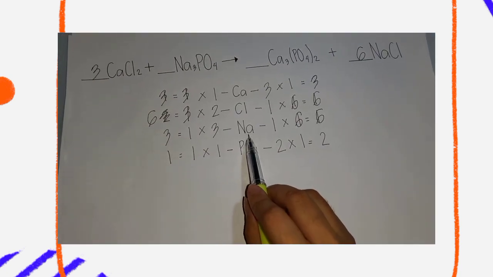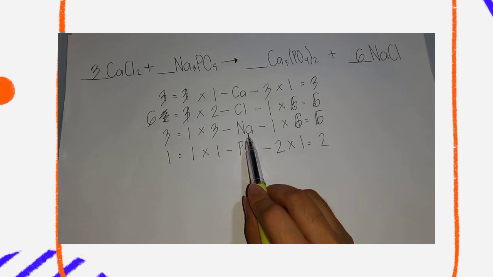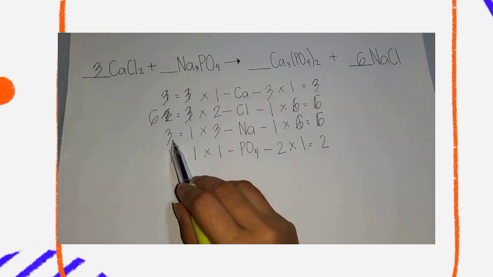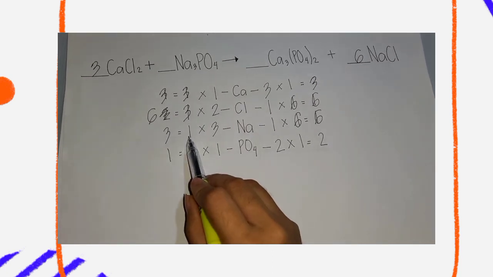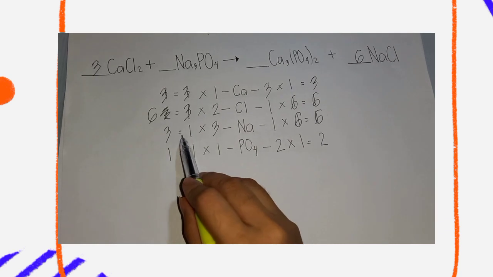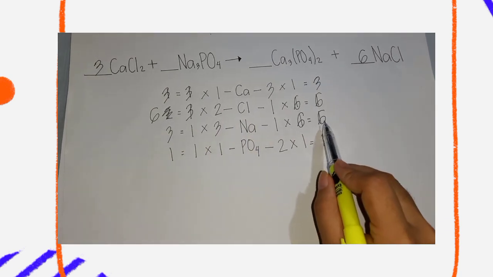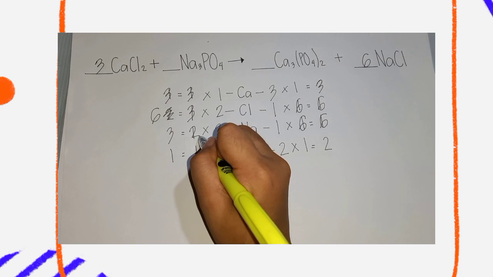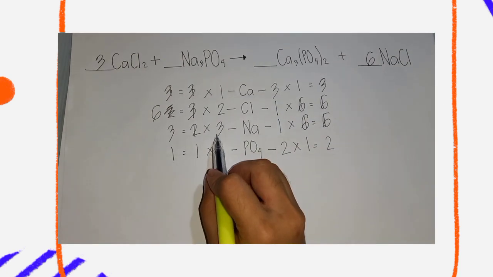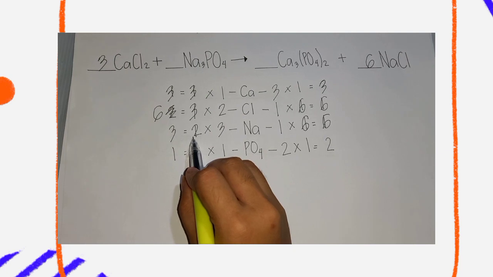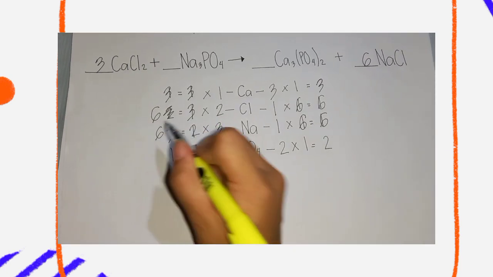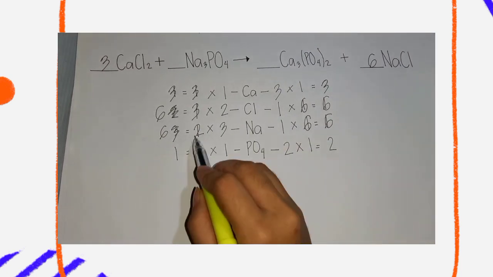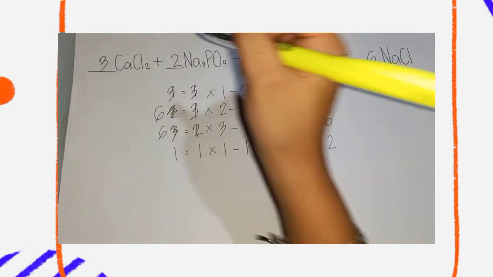As you can see, the sodium is still not balanced because on the reactant side we only have 3. So we need to find a coefficient for this one so that it would result in 6. So we are going to try 2. So we have now 3 times 2, which results in 6. So it is balanced. We can now consider it balanced. So we need to write 2 here.